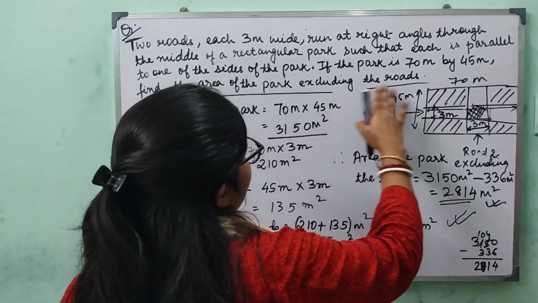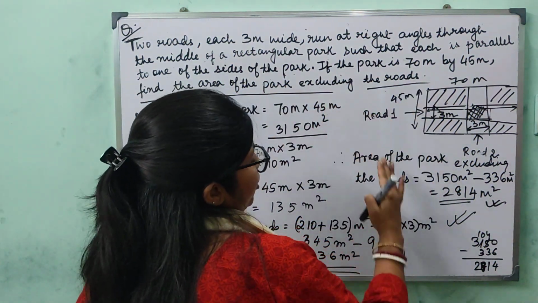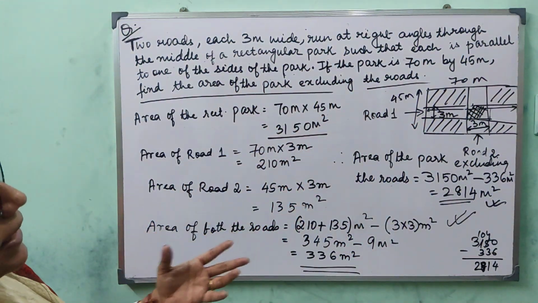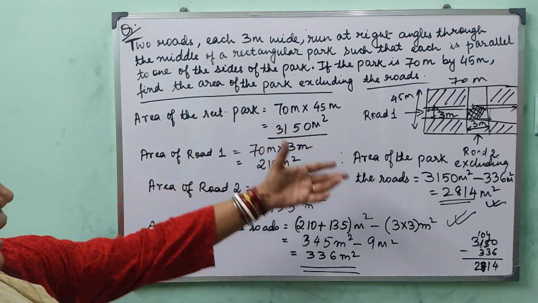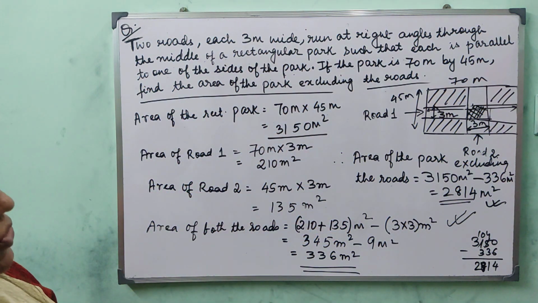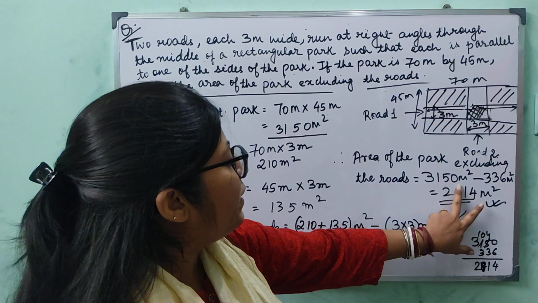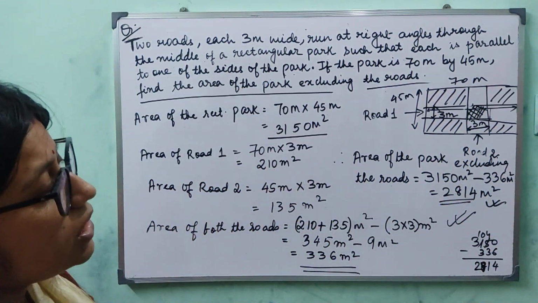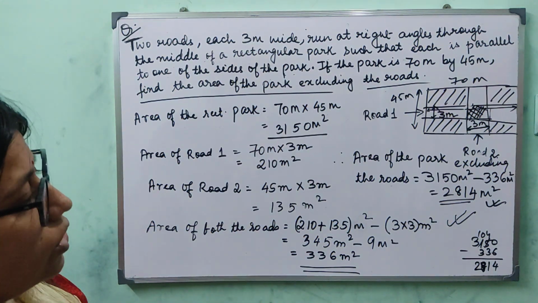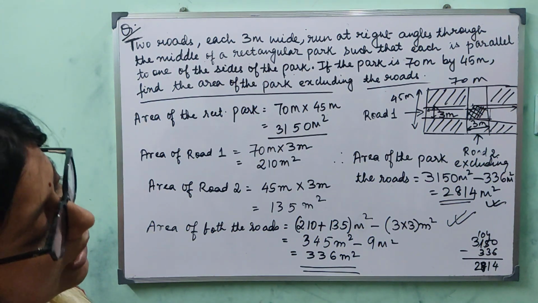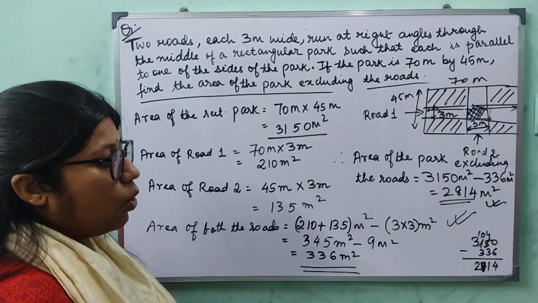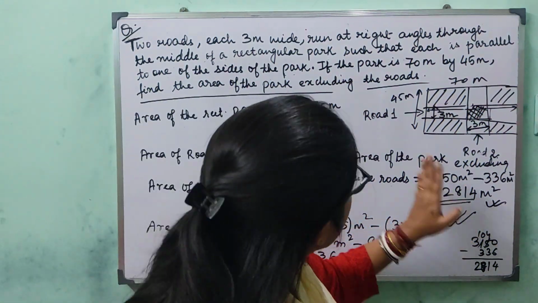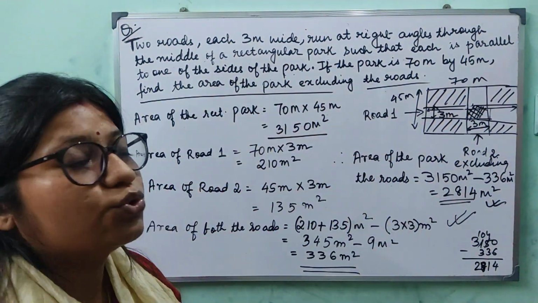Now we'll do the last part of the sum, that is to find the area of the park excluding the roads. So that is finding the difference of the area of the park and the area of the roads. So 3150 meter square was the area of the park and 336 was the area of the roads. So their difference is 2814 meter square, which is the area of your park excluding the two roads.